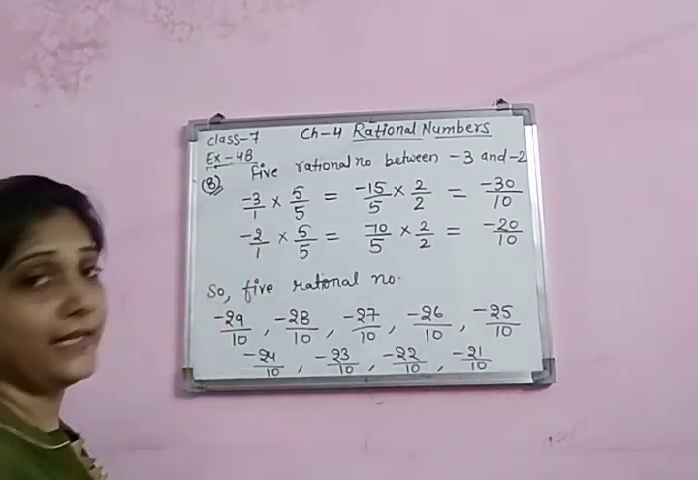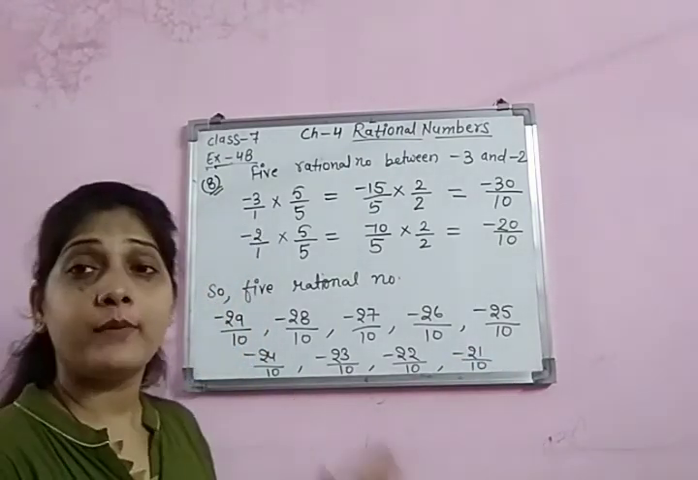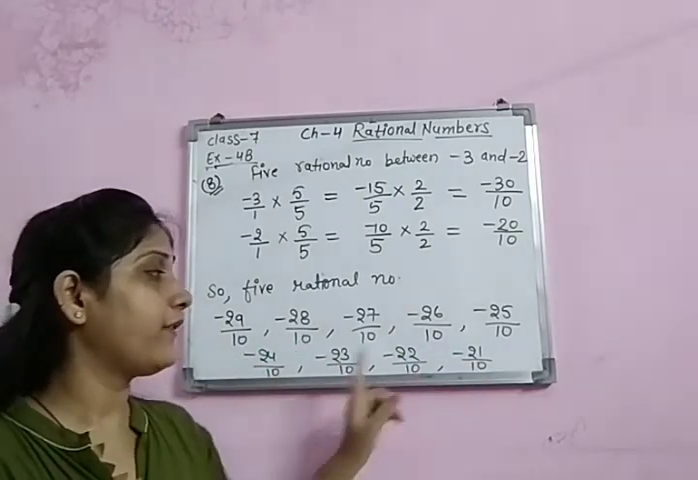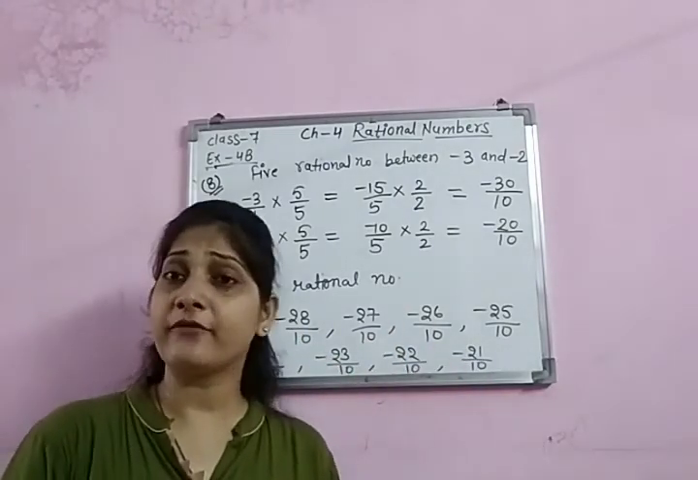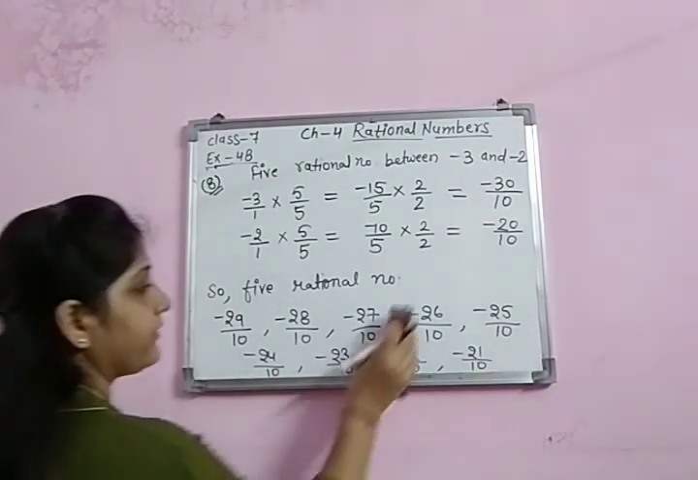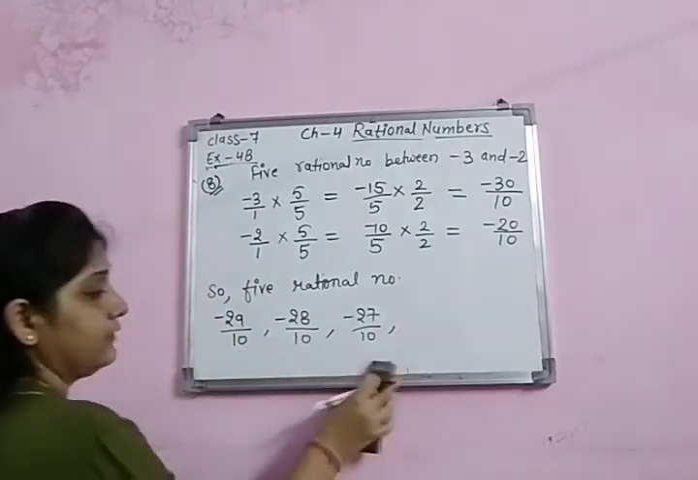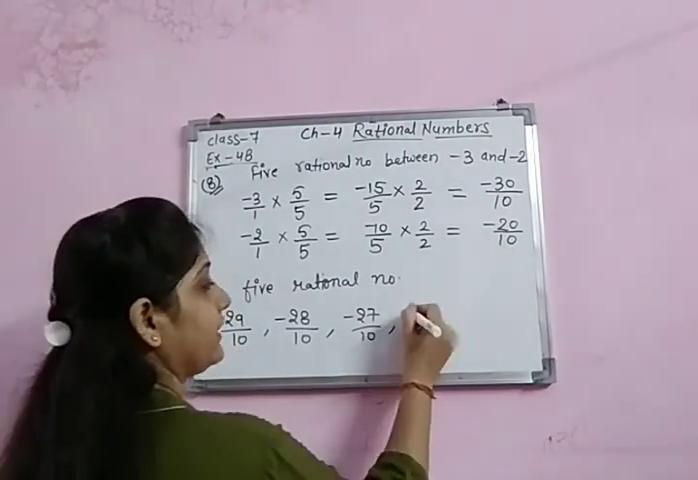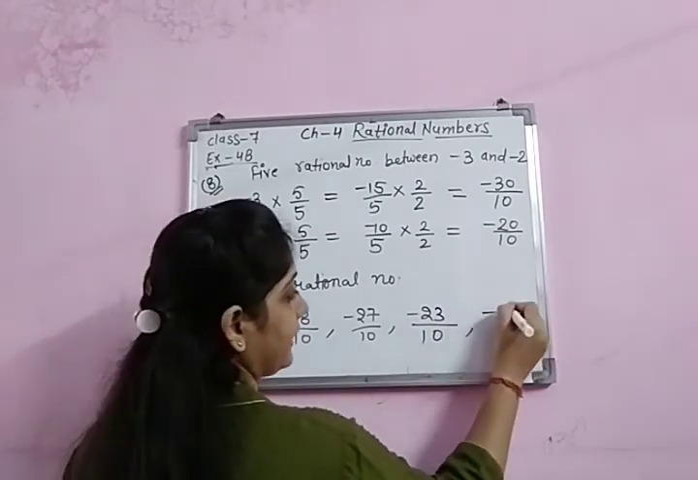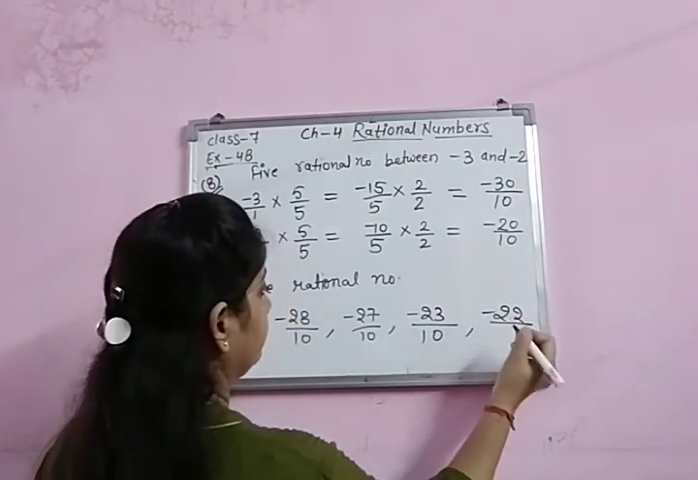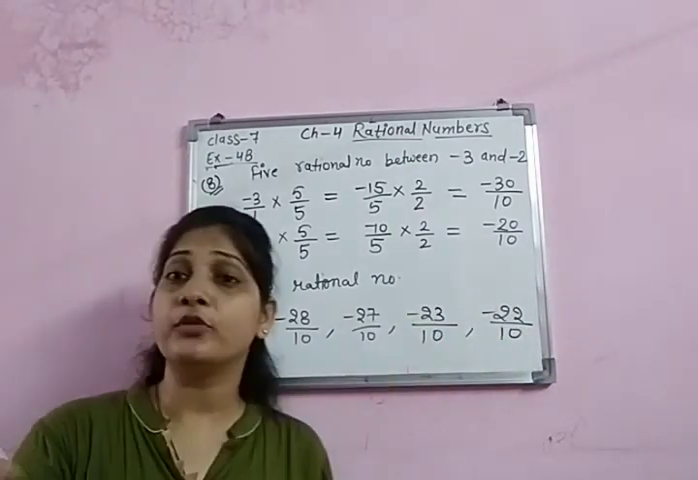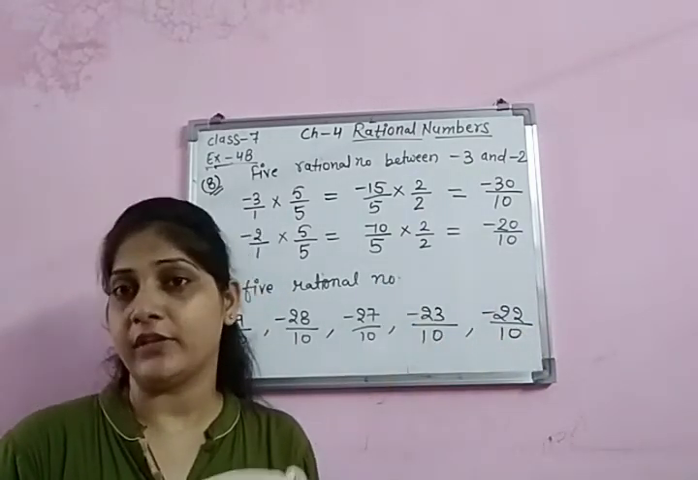So there are so many. But how many do we have to write? These are 1, 2, 3, 4, 5, 6, 7, 8, 9. We have to write only 5. So I am taking any 5 out of this. Suppose I have taken first 29, 28, 27. Then I think I have to take minus 23. Then minus 22, or I can take minus 21. So out of those 9, I can write any 5 rational numbers.